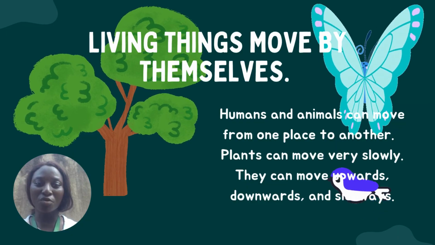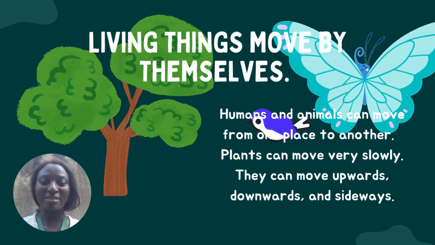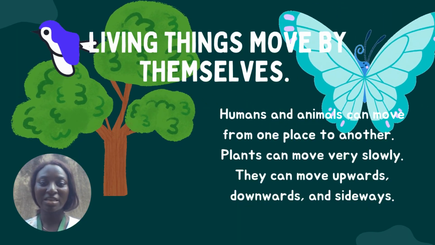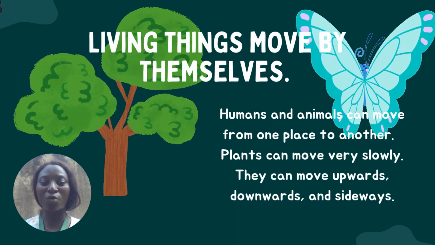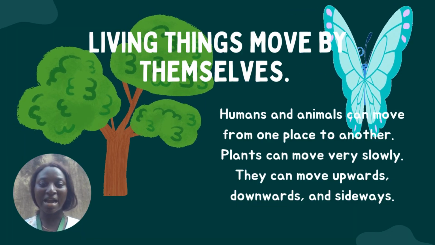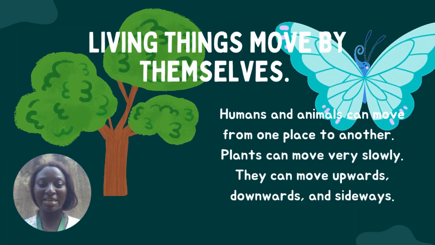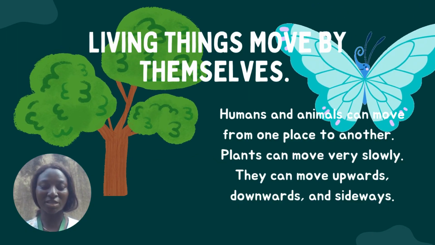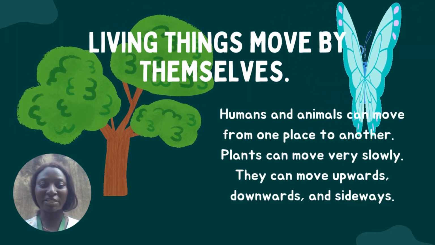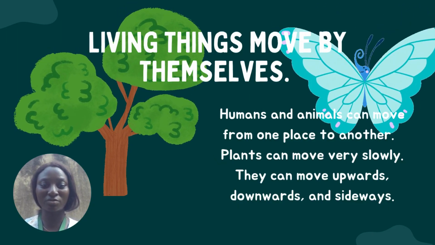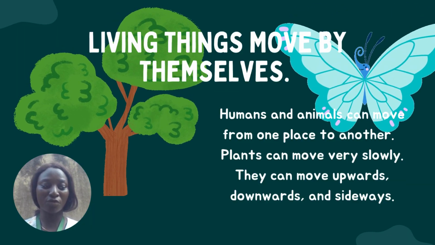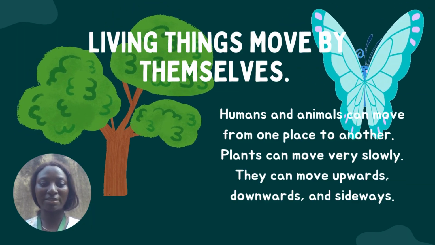Living things move by themselves. Another characteristic of living things is movement. Living things can move from one place to another. Animals and humans, they can move from one place to another. Many of you trek to school. When your mommy sends you on an errand, you can go to buy because you are a living thing, because you can move from one place to another.